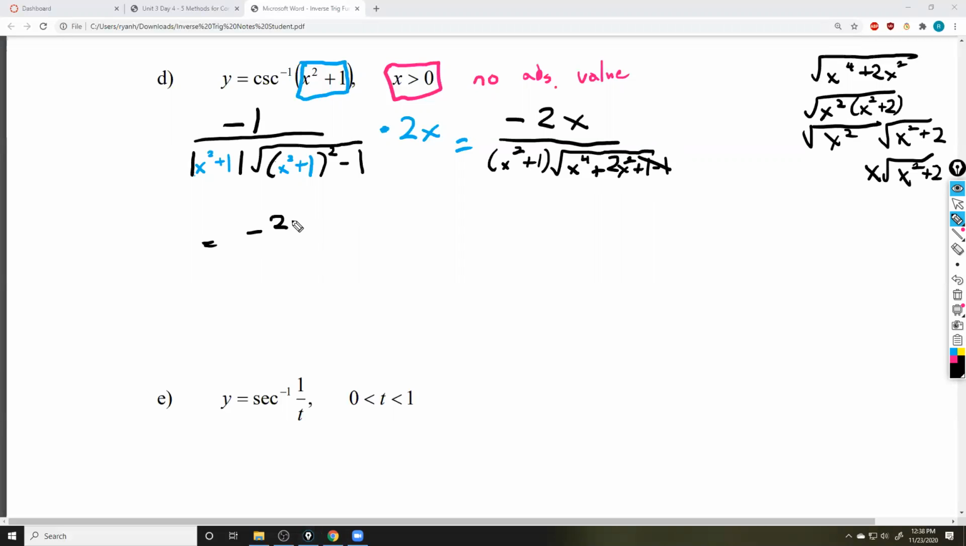And the reason that's useful is that we have a 2x on top. We've got an x squared plus 1 here. And then we have an x on the outside here times the square root of x squared plus 2. And now the x here can cancel with the x here. So we have negative 2 over x squared plus 1 times the square root of x squared plus 2.